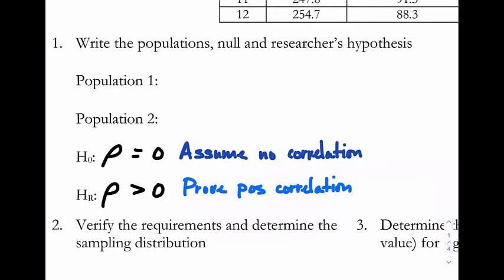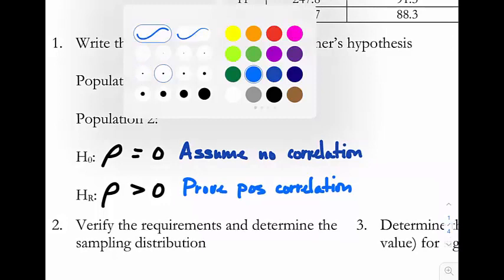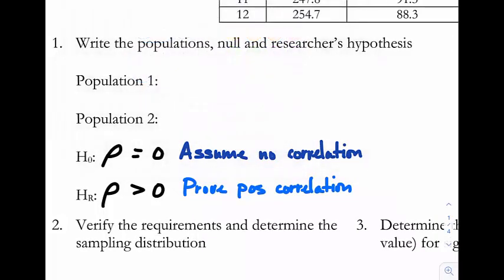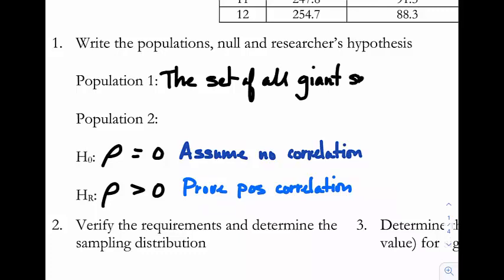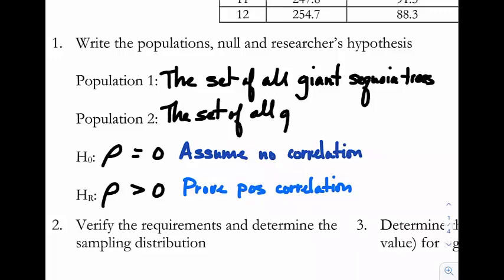Now that we have talked about rho, let's go talk about our populations. Populations are going to be based upon what we're collecting. In this case, we're collecting giant sequoia trees. So for both of these, we're going to have the set of all giant sequoia trees. I'll do that for both again here.